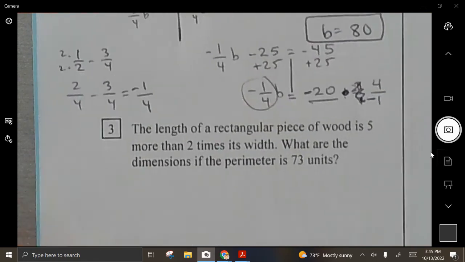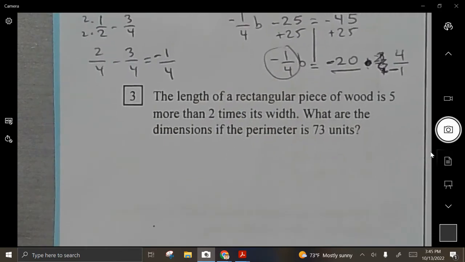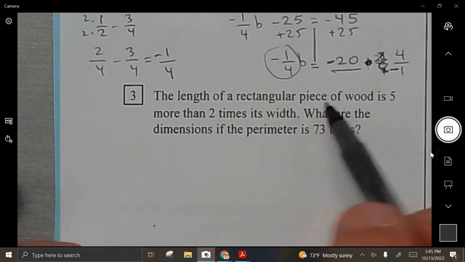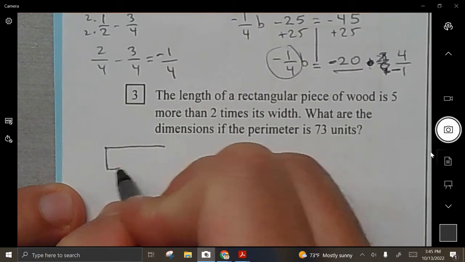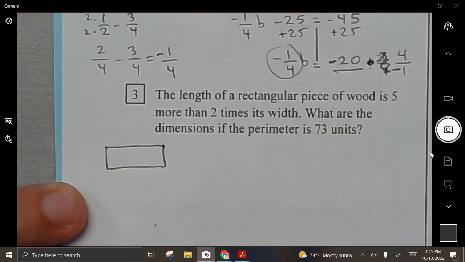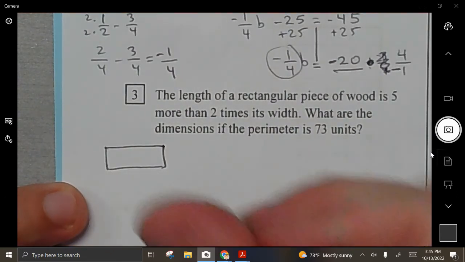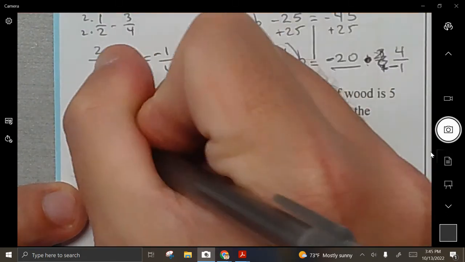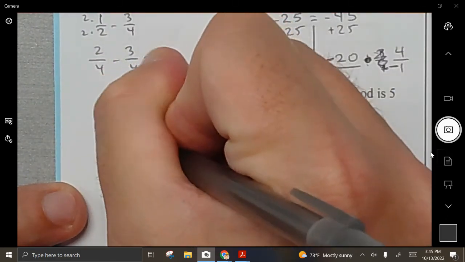All right. Now, this is the tough one, the rectangular piece of wood. This is tough because there's a last part as well that we didn't talk about. So it's okay, we'll get through it. Now, the length of a rectangular piece of wood. What you need to do is draw it out. All right. 5 more than 2 times its width. So you have 2 times its width plus 5, 2 times its width plus 5.